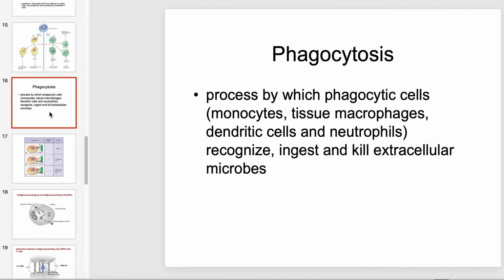Phagocytosis is an important part of the innate immune response, but it also bridges the gap between the innate immune response and the specific immune response. And so certain phagocytic cells, like monocytes and macrophages and dendritic cells and neutrophils, are responsible for ingesting antigens, or in this case viruses like SARS-CoV-2 or bacteria or whatever, killing them and then displaying the antigens on the surface to let the other components of the specific immune response know what's attacking them.